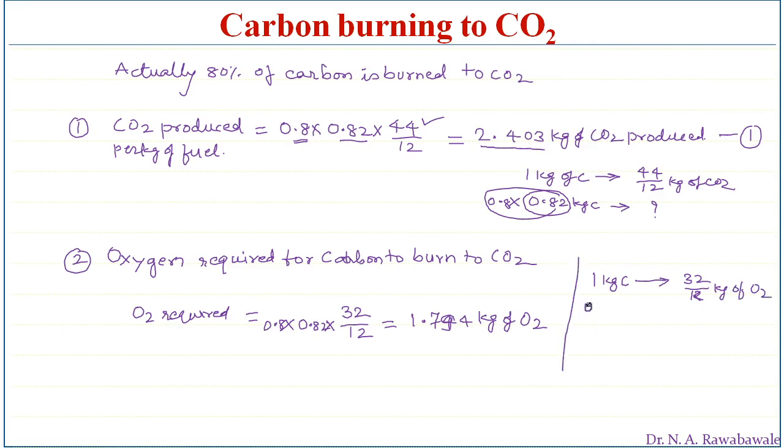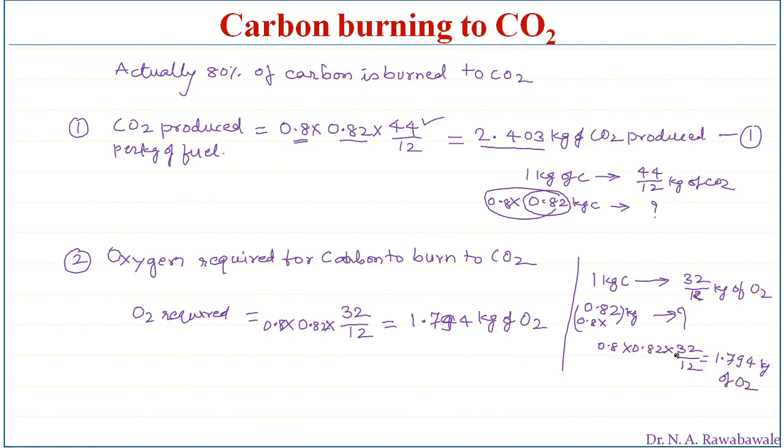Say if we burn 0.82 kg of carbon, then we need less oxygen. Or if we are going to burn only 80%, that is 0.8 into 0.82 kg of carbon burned to carbon dioxide, then how much oxygen is required? So we can write it as 0.8 into 0.82 into 32 divided by 12, and that gives us 1.794 kg of oxygen required.